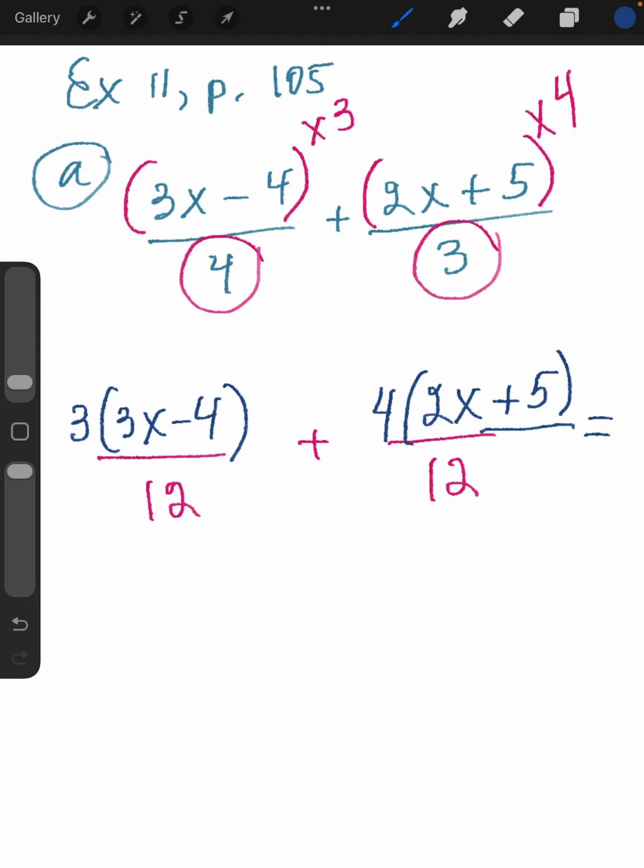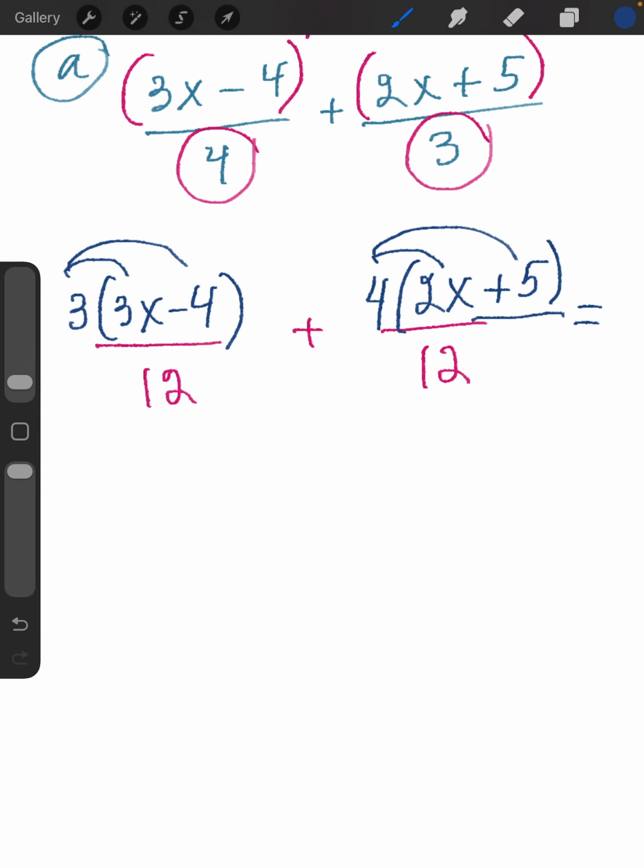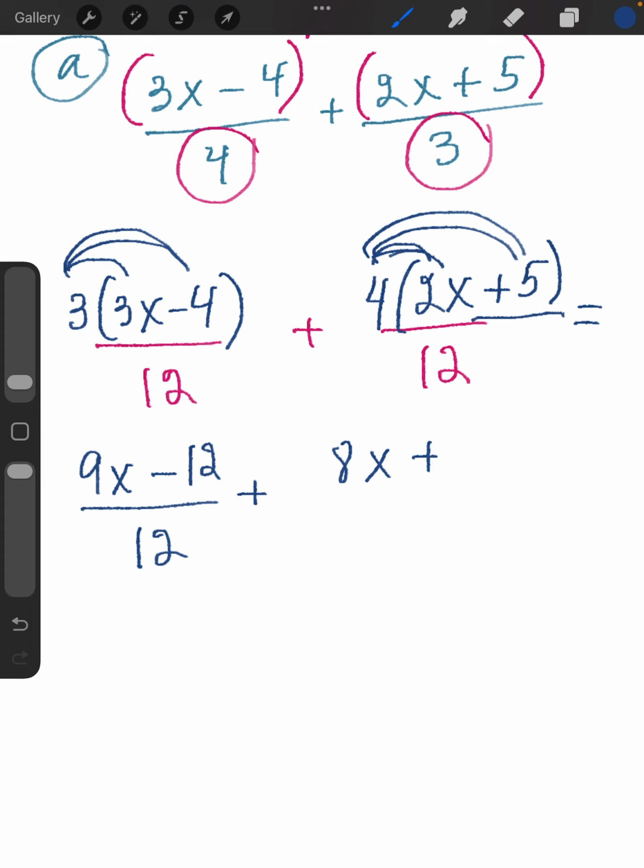And now I think you see what you're going to have to do, right? So of course we're going to have to open parentheses. We're going to have to expand. Going to use distributive law to expand these expressions. And so we have 9x minus 12 over 12 plus 8x plus 20 over 12, right?